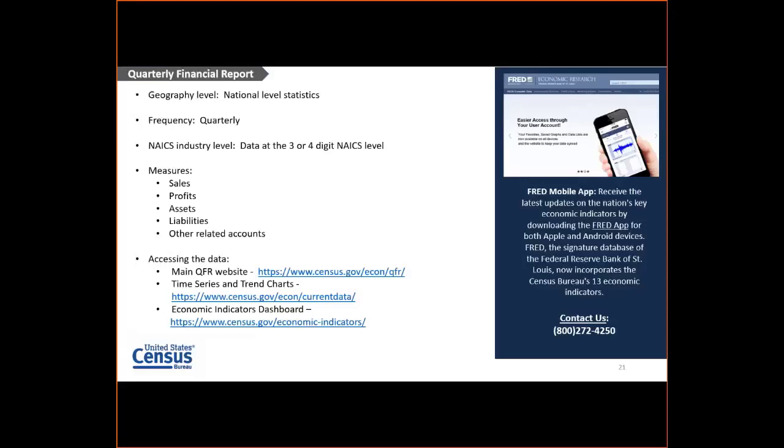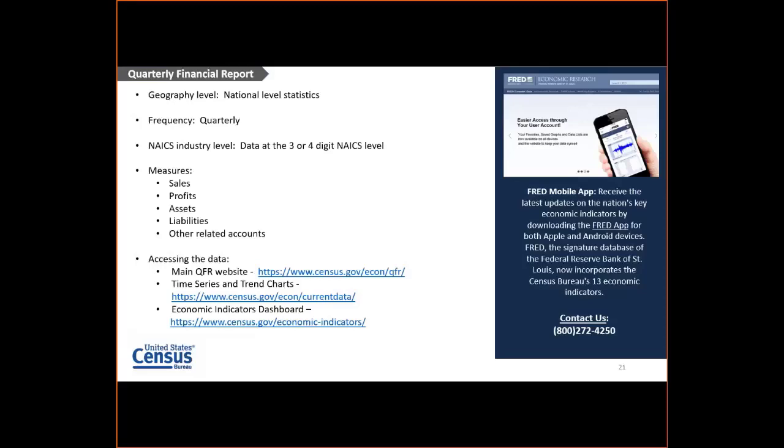Now, the report provides financial information such as sales, profits, assets, liabilities, and other financial variables for the manufacturing sector. But the data is also available for the mining, wholesale, retail, information, and professional services as well. And if you'd like to see a full list of all the data dimensions, I've included that in the reference section as well.